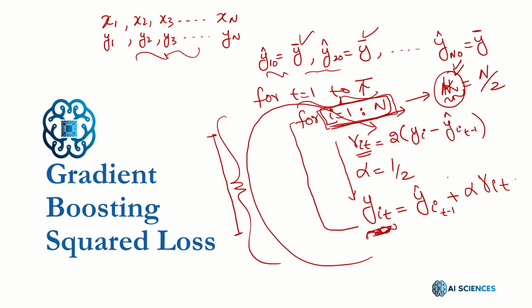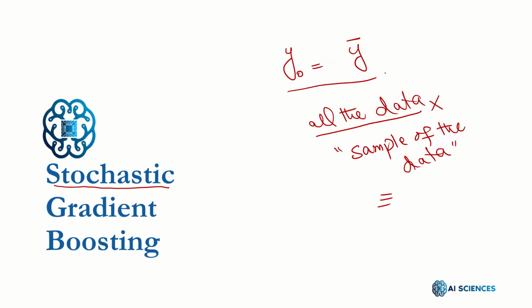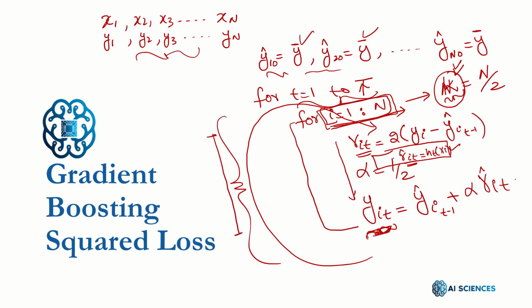By the way, I just missed a step here. I should have mentioned a step right here. You have to build a model here, h_t, that actually models the gradients, and this is this hat value. Yeah, I missed that.